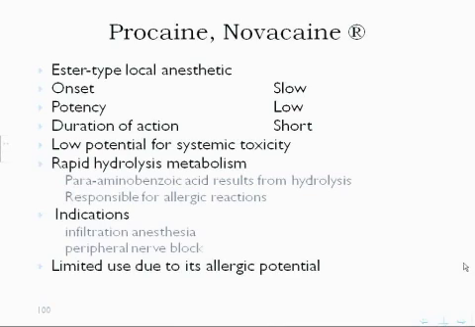Procaine is the next drug, which is also known as Novocaine. This is what most of our dentists use in this area, as well as most places in the United States, because it's so cheap. So Novocaine is by far the number one drug that's used by dentists. Its onset is actually very slow. It takes about 15 to 20 minutes for the local anesthetic to kick in. And its potency is low, which makes it safe. And its duration of action is short, about an hour to 2 hours. There's really low potential for systemic toxicity.